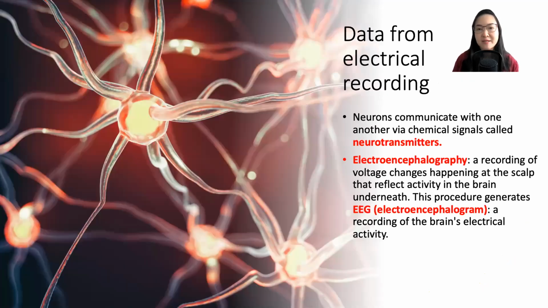Data from electrical recording. Neurons communicate with one another via chemical signals called neurotransmitters. Electroencephalography is a recording of voltage changes happening at the scalp that reflect activity in the brain underneath. This procedure generates an EEG, or electroencephalogram, a recording of the brain's electrical activity.